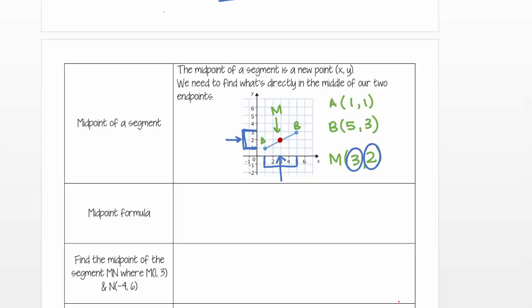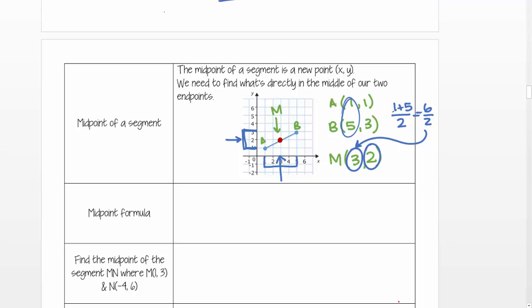So the other way that we mathematically describe this is called average. The average of 1 and 5 is 3, and the average of 1 and 3 is 2. And if you remember how to find the average, you add up the 2 numbers you're trying to find, and you divide by 2, because you have 2 numbers. And if you do 1 plus 5, you'd get 6. Divide by 2, and that's where our 3 comes from.